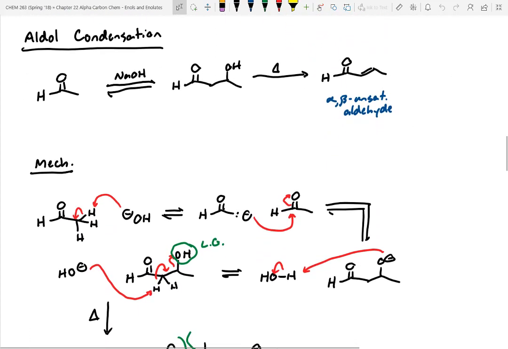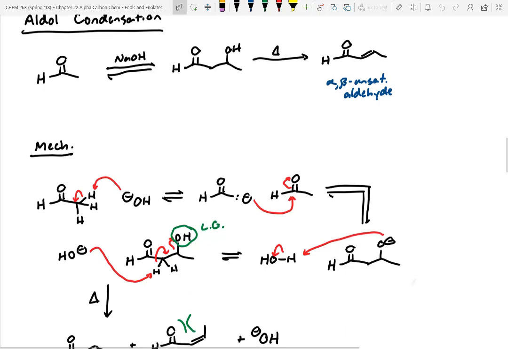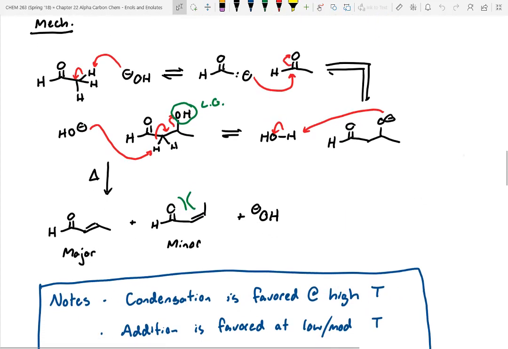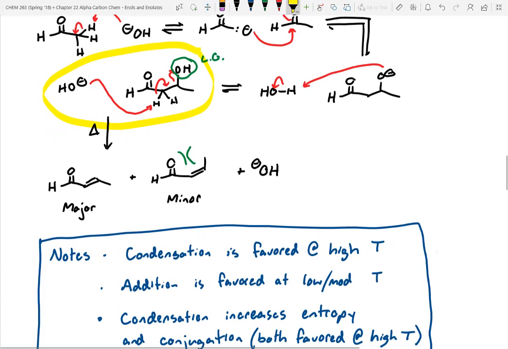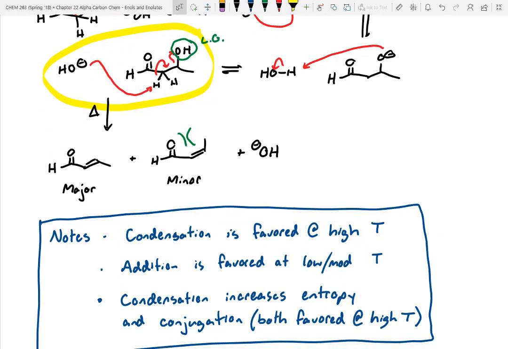And then we talked about aldol condensation, where if you heat your addition product, you can form an alpha-beta unsaturated aldehyde. And the big thing was this step down here, where if you have base around and you apply heat, you can kick off hydroxide as a leaving group and get that E2 type reaction to occur. It's only favored at high temperature, and that's primarily due to entropy and increased stability through conjugation.